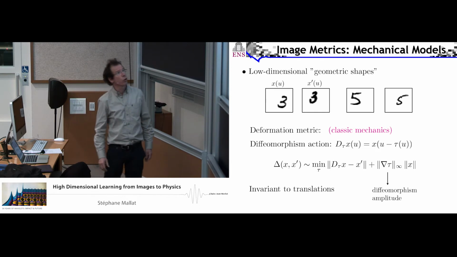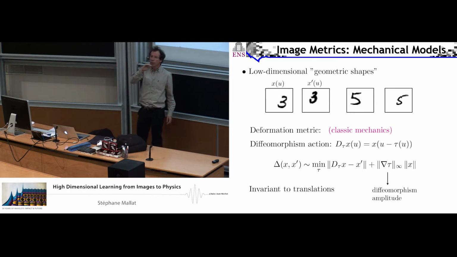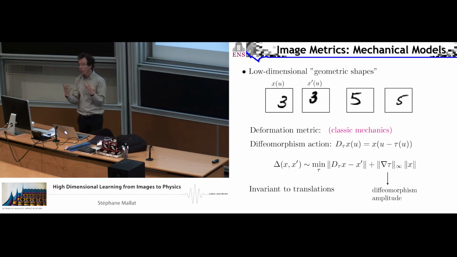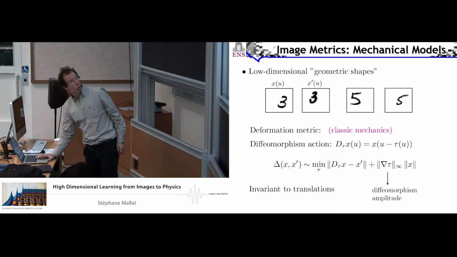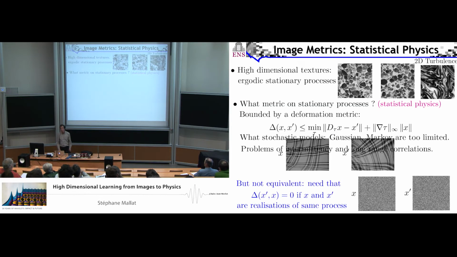And how are you going to define a notion of distance? You are going to try to warp the space so that the deformation of x is close to x prime, and you are going to measure the distance by looking at the size of the deformation. And the size of the deformation is basically the derivative of tau. If tau is constant, it's a translation, there is no deformation. If the derivative of tau is big, you have a very strong stretching, and that's the classical metric of a deformation, diffeomorphism. In particular, your distance is invariant to translation, and that's natural. An object that you translate remains the same object. Distance should be 0.